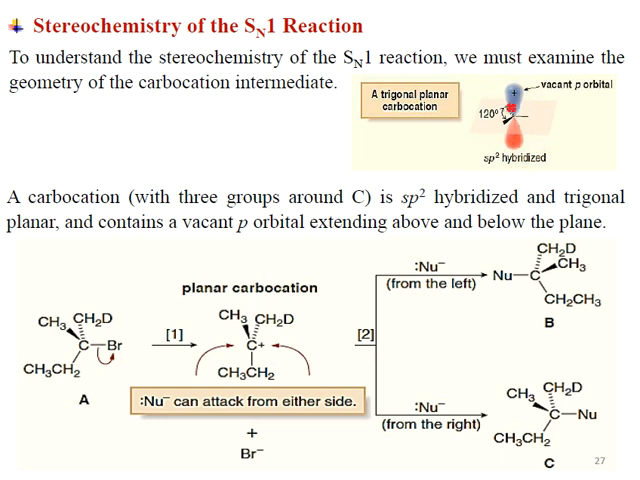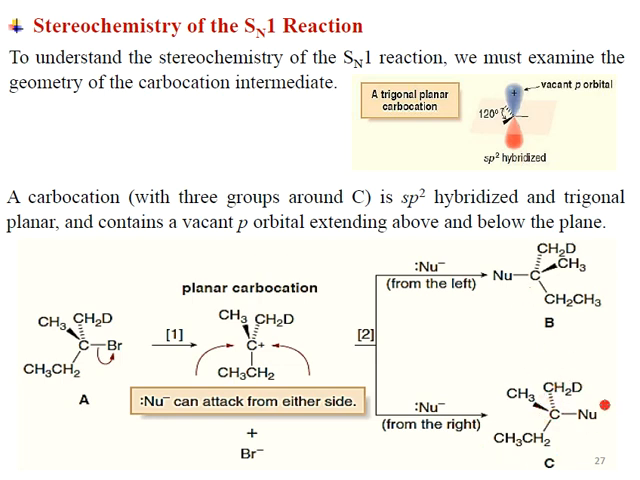This is the orbital above and below the plane. Here, if you have a nucleophile, it can attack from below or from above, from both sides. Look, the nucleophile can easily attack from here or from here, and for this reason it will give you 50% retention of the configuration, the same configuration, and 50% inversion of the configuration.